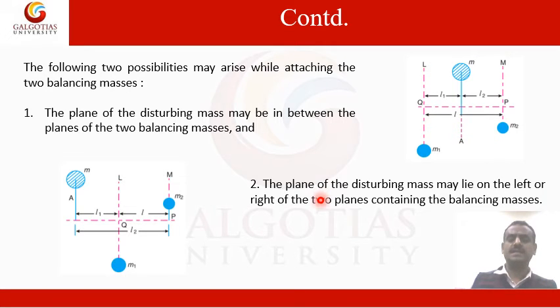The second case is that the plane of the disturbing mass may lie on the left or right of the two planes containing the balancing masses. So in plane L, the balancing mass is m1, and in plane M, the balancing mass is m2. These two balancing masses are kept either on the right side or left side of the disturbing mass. So this is case 2 for balancing of a single mass by providing two masses in two different planes.